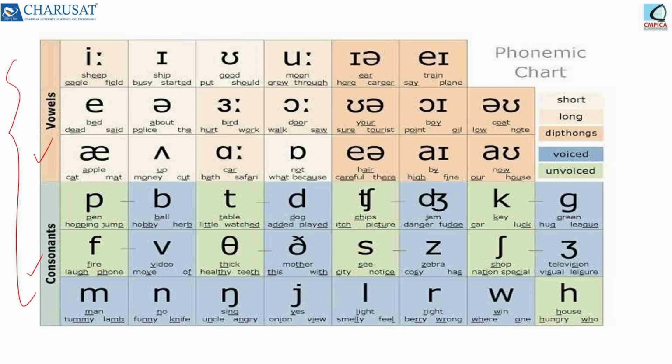So when we say vowels, vowels are divided into short, long, diphthongs, voiced and unvoiced, right? You can consider diphthongs to be the combination of two different sounds. These are the diphthongs, and these are also called pure vowels, which are categorized into short, long, voiced and unvoiced vowels.